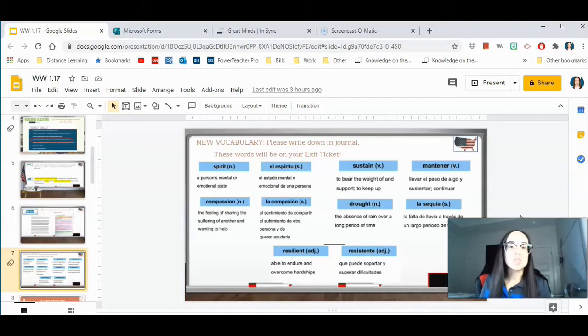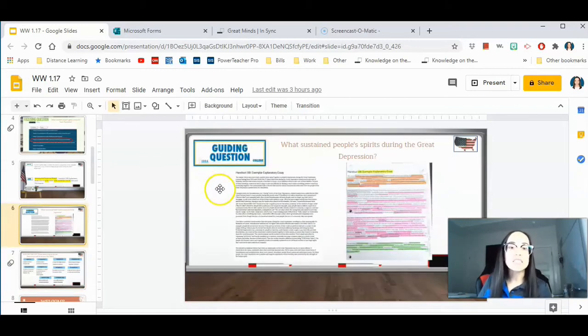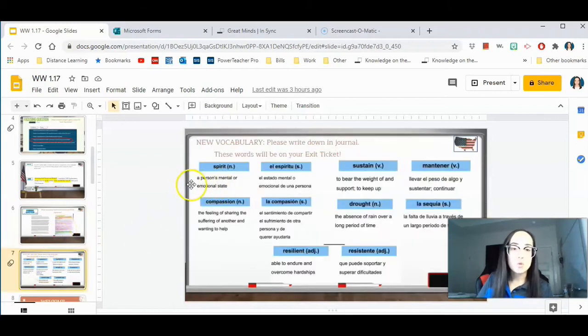But anyway, so spirit. We're going to be learning the word spirit, which is a person's mental or emotional state. We also have the word compassion, the feeling of sharing the suffering of another and wanting to help. Then we're going to look at the word sustained. Sustained means to bear the weight of and support, to keep up. And then the word drought. Some of us might know what a drought is, but it is the absence of water over a very long period of time.